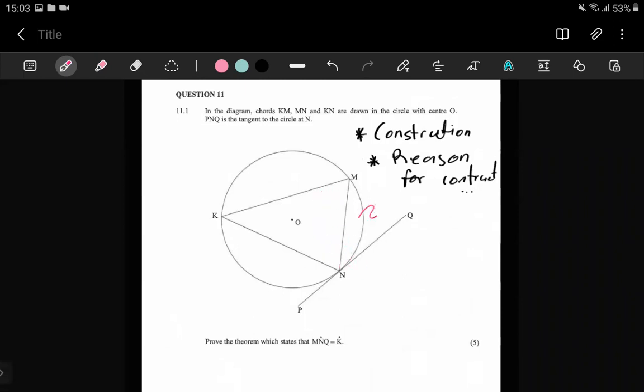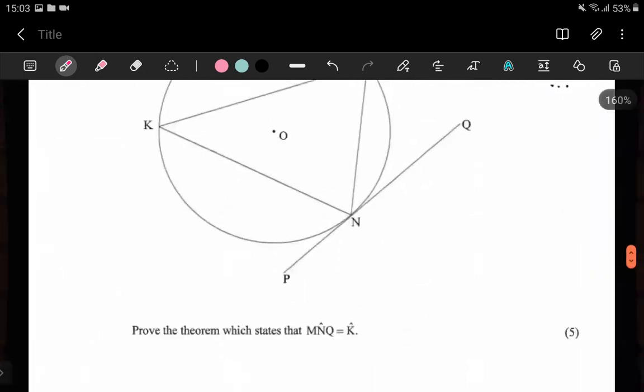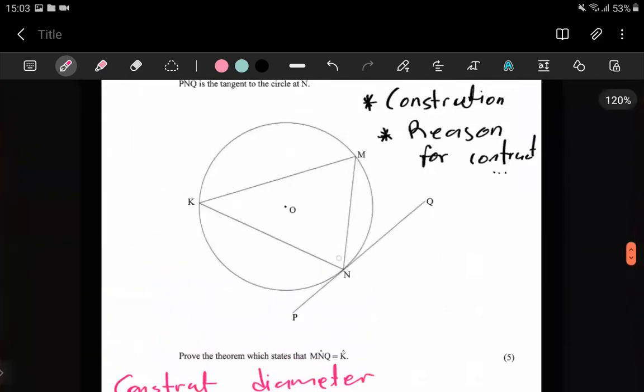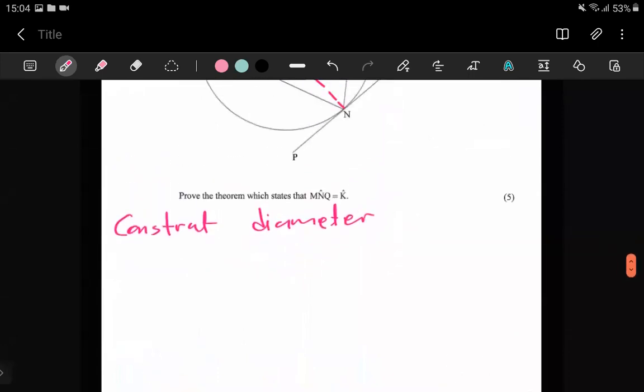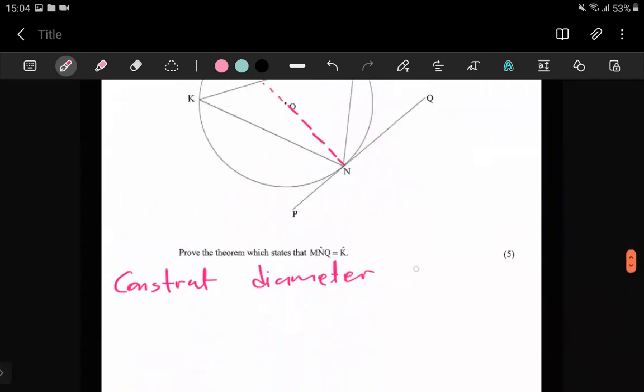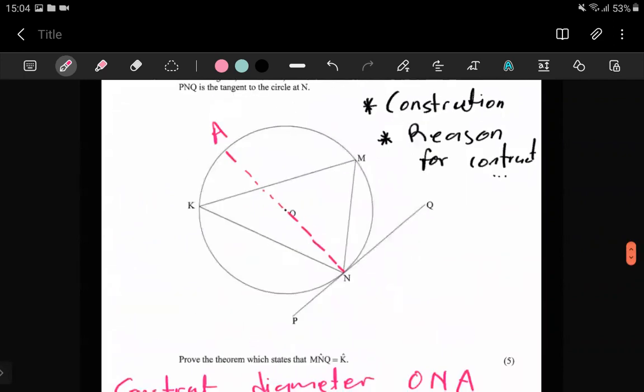You need to draw a line. You need to draw a diameter. So you can say here, construct diameter. You can label it N, O, and whatever variable you can think of there. So let's do this here. And then this line has to go straight through. There we go. That's the first thing you draw. You can say construct diameter ONA. Perfect. Now your second line is very important.